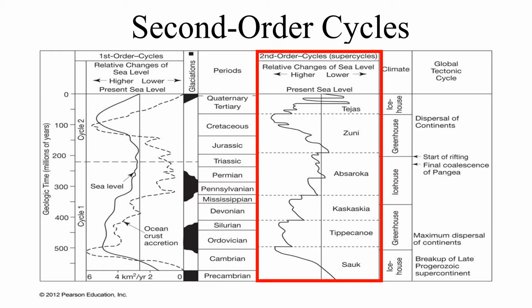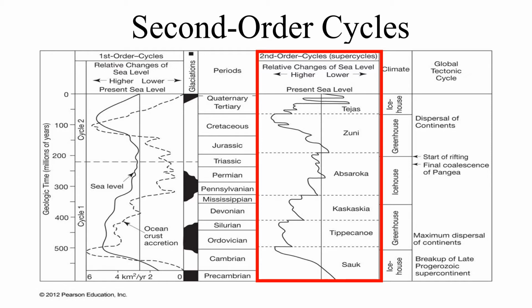So here's our second order supercycles or megasequences. Again, you can see how these do correspond to some of our climate states, our icehouse state, greenhouse state. You can see that from the Precambrian through the Cambrian, the Sauk sea rises, and then in the Ordovician we drop it down. We start building it up again in the Tippecanoe throughout the Silurian, and then we drop it back down again with the Kaskaskia. Starts to once again start another transgression from the Devonian through the Mississippian. The Pennsylvanian begins with a drop in sea level, and that ends the Kaskaskia.